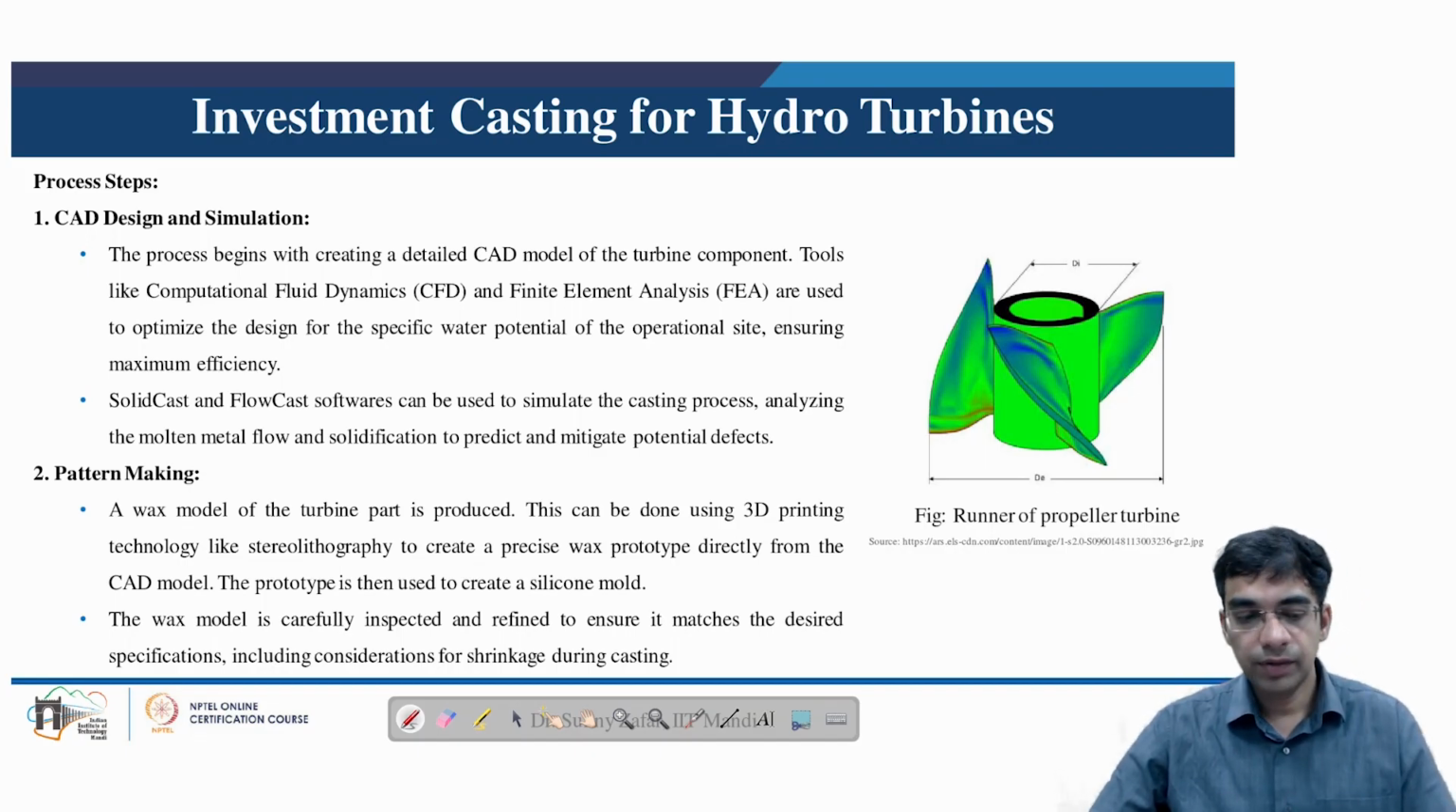The second step involves the wax model of the turbine part to be produced. This is done using modern 3D printing technologies like stereolithography that can create a precise wax pattern directly from the CAD model, and this prototype can also be used to create silicone based molds. The wax model is then carefully inspected and refined to ensure it matches the desired specification, including considerations for shrinkage during casting.